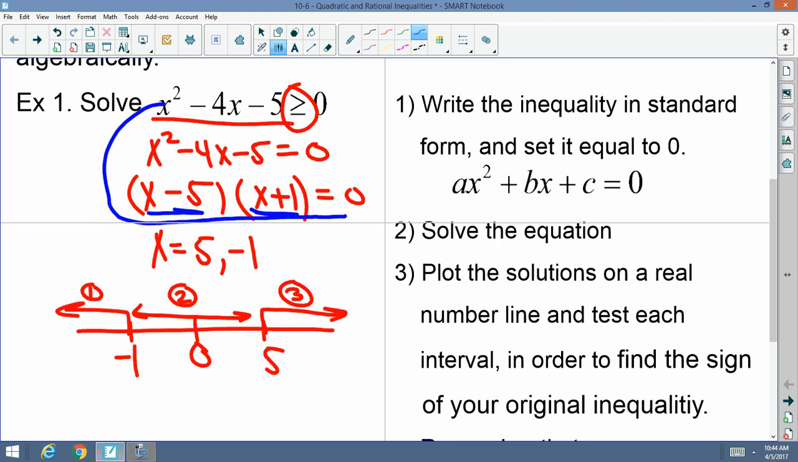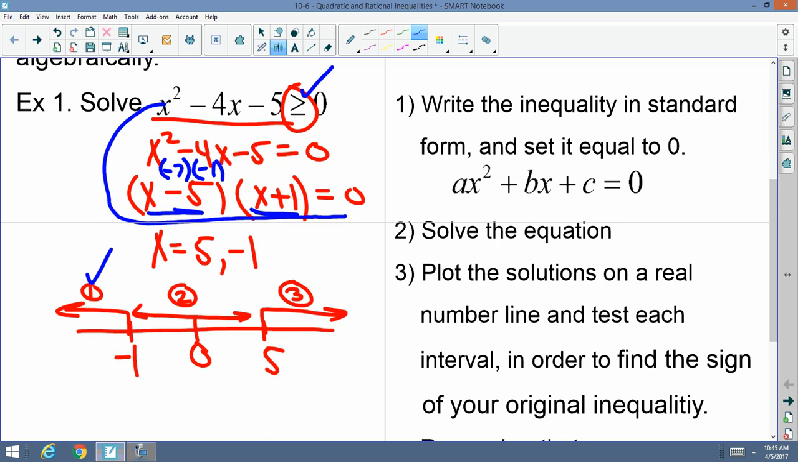So, what's a value to the left of negative 1? Negative 2. Okay, so let's plug it in. Negative 2 minus 5 is negative 7, right? So that's a negative 7. And negative 2 plus 1 is a negative 1, correct? Okay, is a negative times a negative a positive? Is it supposed to be a positive? Is it supposed to be greater than 0? So then this works. And I got a little trick for you guys.